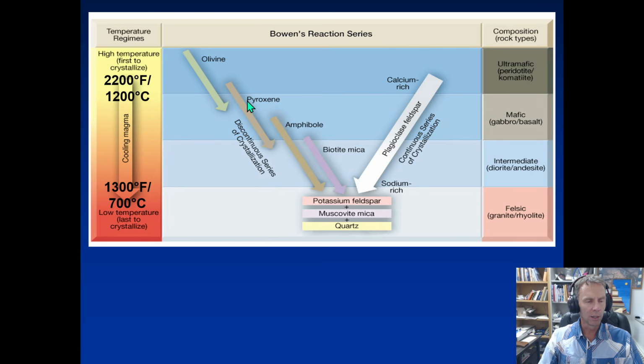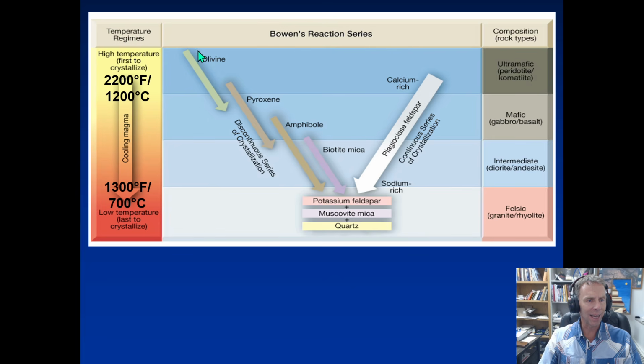So olivine, pyroxene, or sometimes it's called augite, amphibole, which is sometimes also called hornblende, biotite, potassium feldspar, plagioclase feldspar, muscovite, and quartz. And again, without getting too deep in the weeds, what this shows us is the relative temperatures and compositions, which we'll get to in a minute, at which these minerals form.